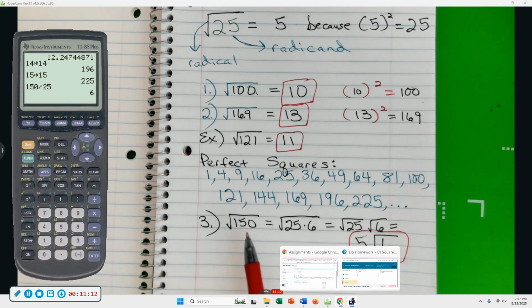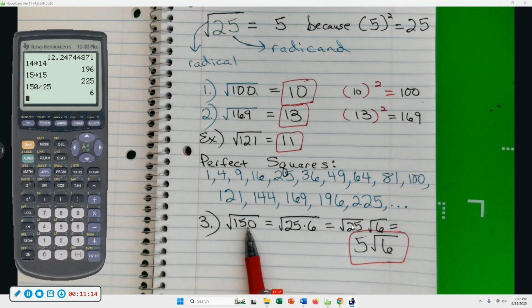And how do you know that 150 isn't a perfect square? Because if you punch it into a calculator, the square root of 150 gives you a messy decimal number. And that messy decimal number never ends. When I say it's messy, it is an irrational number, all the digits cannot be written out.